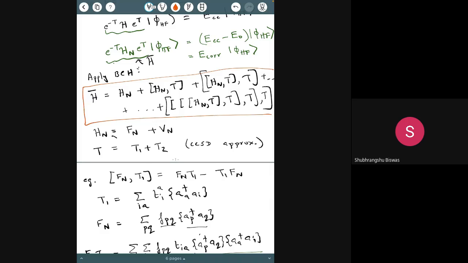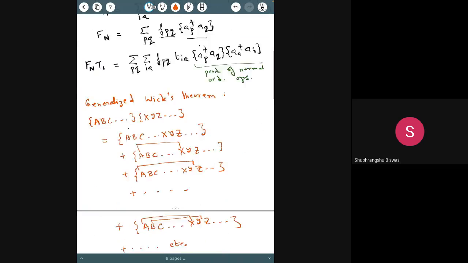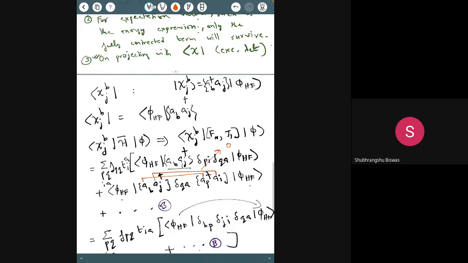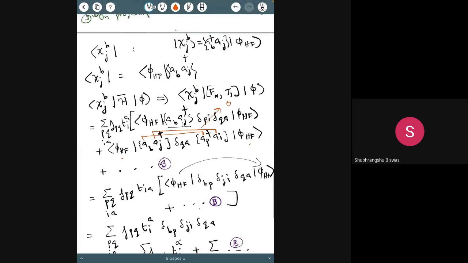And to get these equations, you will project turn by turn with all the excited determinants that you can reach with your set of cluster amplitudes. So if you have chosen T1 and T2, the excited determinants that you can reach are singly and doubly excited determinants. So you will have to project with each of these in turn to get the terms in the equation for that cluster amplitude.